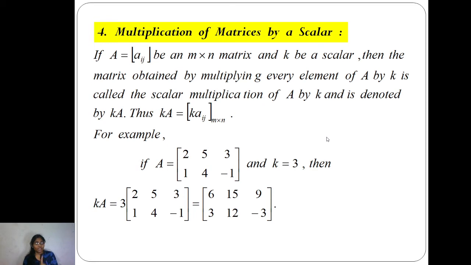Capital A means a given matrix, thus capital A equals Kij, m by n matrix. For example, capital A equals a 2 by 3 order matrix: 2, 5, 3, this is the first row; 1, 4, minus 1, this is the second row, and K equals 3. Then K times A equals 3 into this. This outer scalar we will multiply with each element of the determinant. See, 3 into 2 is 6, 3 into 5 is 15, 3 into 3 is 9, 3 into 1 is 3, 3 into 4 is 12, 3 into minus 1 is minus 3. Okay, clear?